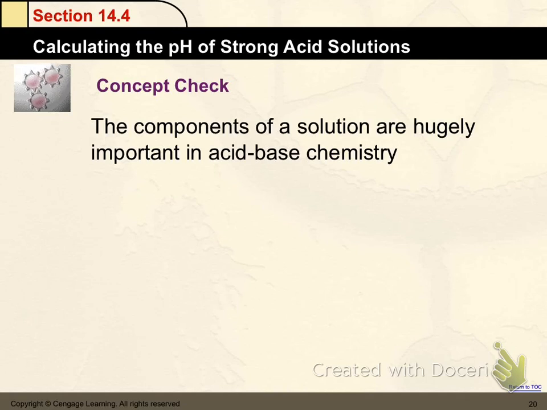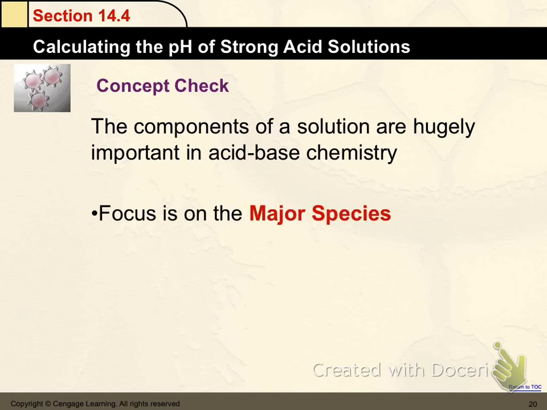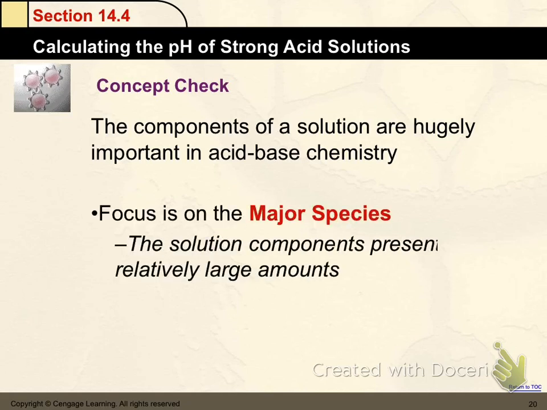In 14.4, it talks about something called the major species. It's going to be really important as we carry on with these acid-base problems, especially when we get into weak acids and weak bases, that we think about what are the major components inside of our solution. Because it's only the major components that will give rise to pH and pOH. So these things are hugely important in acid-base chemistry. The major species are defined as the solution components present in relatively large amounts.